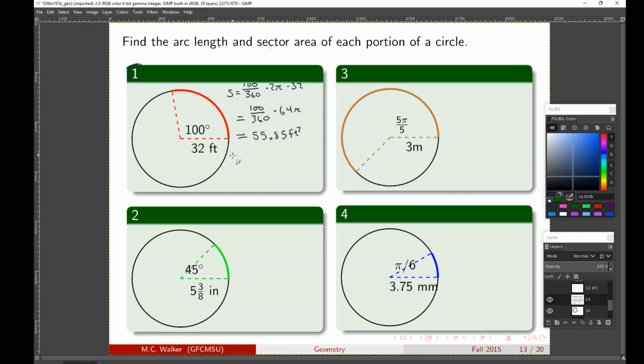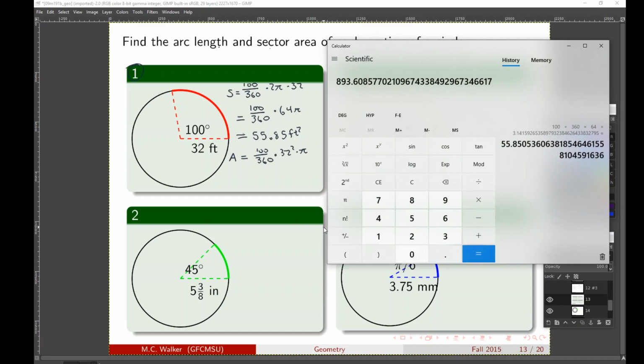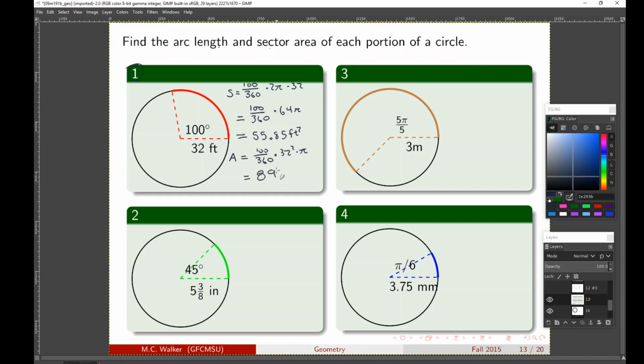I think that's good. And as far as our sector area goes, it's again going to be 100 out of 360 times 32 squared times pi. We can again grab our calculator. 100 divided by 360, 32. We'll just times 2 because I don't always trust these. 893.61. I always forget what the order of operations is.